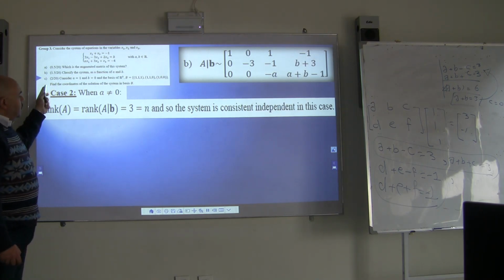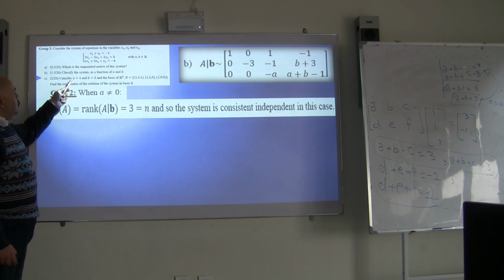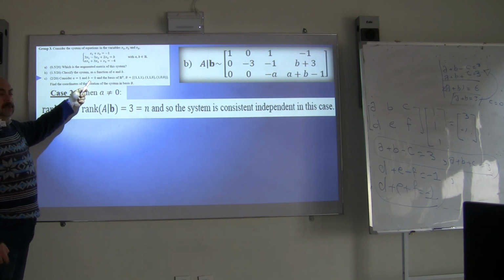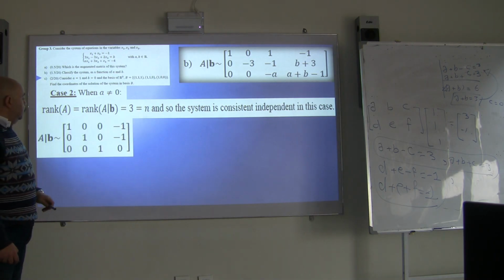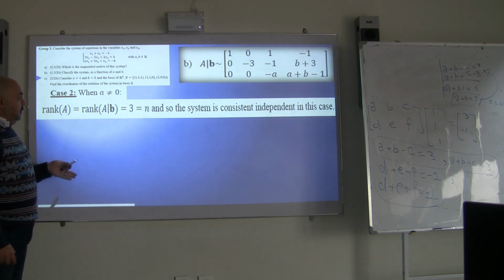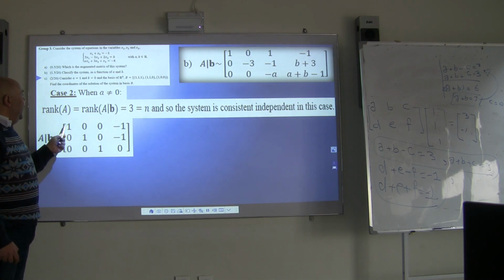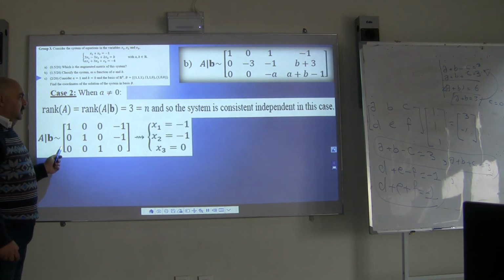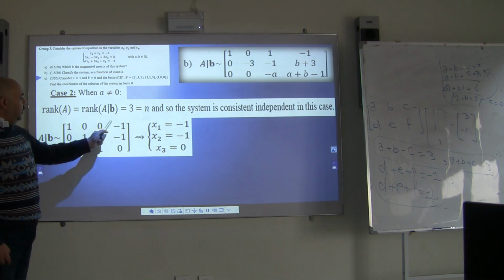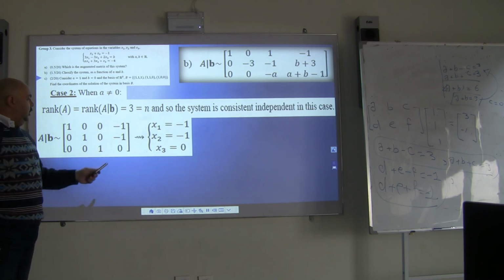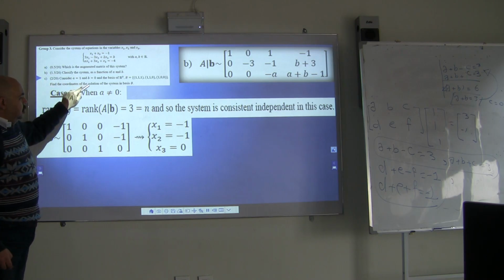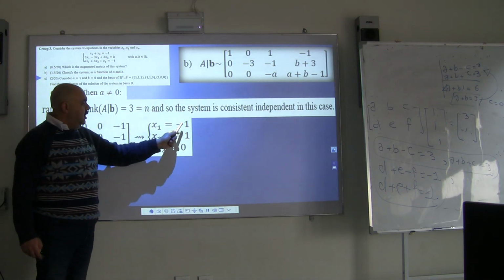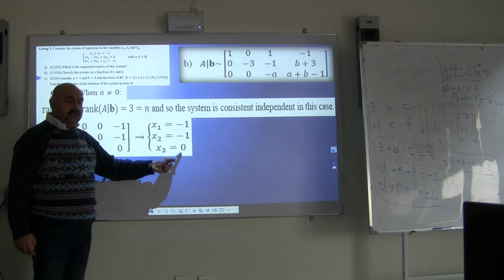Now for C, I want to put A equal to 1 and B equal to 0, and see what's going to happen. So I will get back once more to the main problem. Inserting A equal to 1, B equal to 0, this is the result that I have, which leads to x1 equal to -1, x2 equal to -1, and x3 equal to 0. So this is actually the solution set, which is -1, -1, and 0.